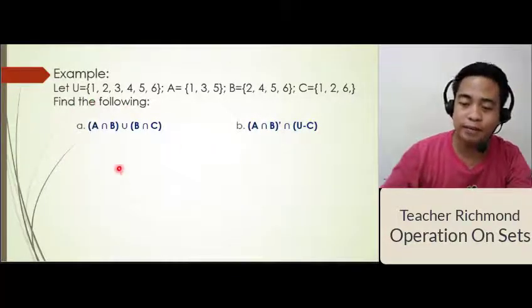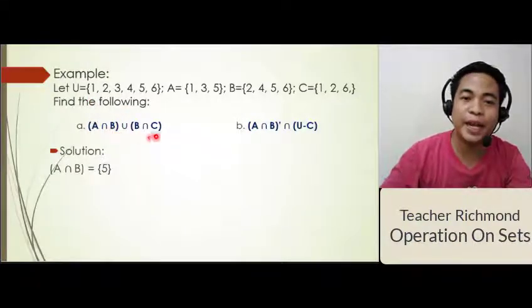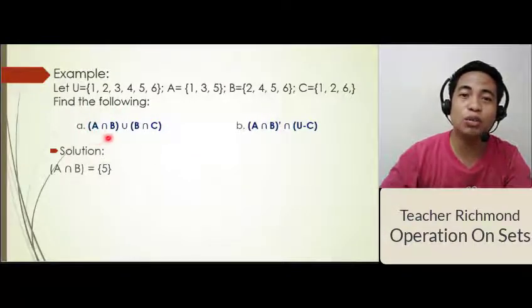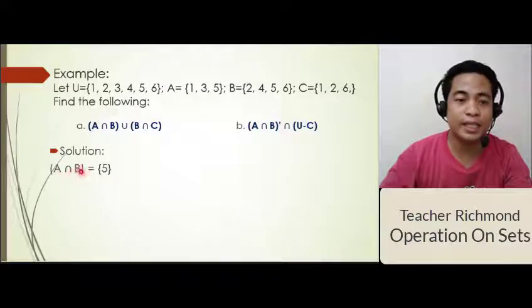So let's answer the first one. Okay? So here is the solution. Now, in order for you to answer this one, you need to find first the value of those sets that are enclosed with the parentheses. So the first one, the intersection of set A and B. If you look at set A and B here, what is the intersection? It's only 5, the element 5. Why? Because 5 is present in set A and set B. So that is the intersection for set A and set B.